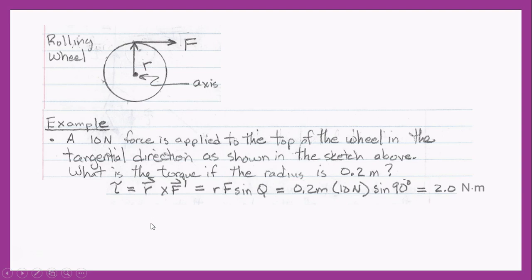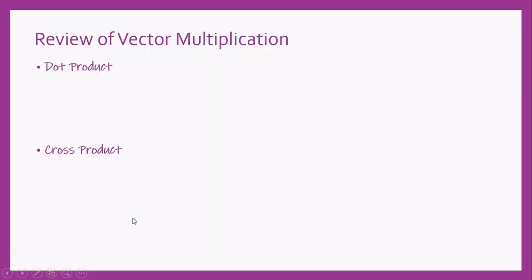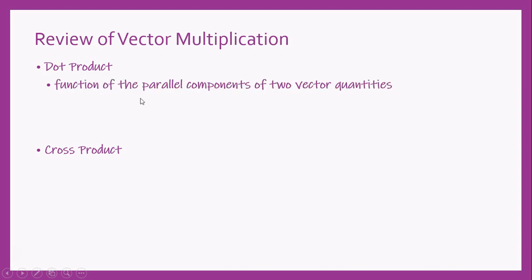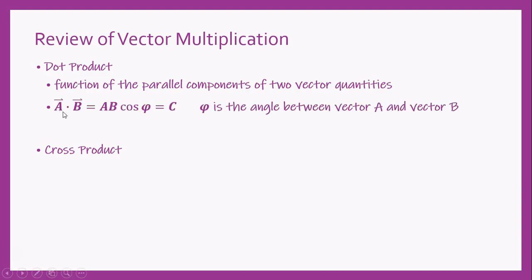Before we go any further in our discussion of torque and static equilibrium, I just want us to take a break and review vector multiplication. So we have the dot product and the cross product. So the dot product is a function of the parallel components of two vector quantities. In general, that's vector A dot vector B, and that is equal to the magnitude of A times the magnitude of B times the cosine of the angle phi, and phi is the angle between vector A and vector B, and that gives us the product C.